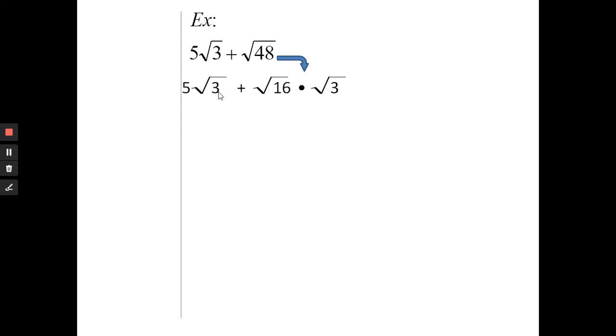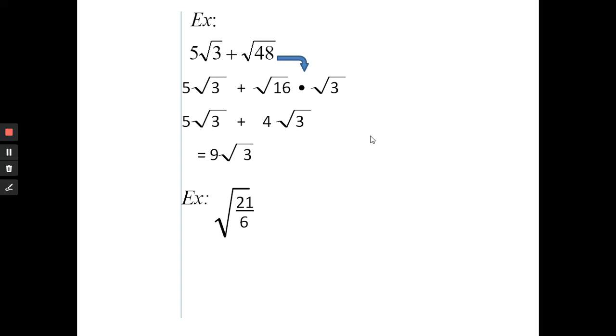So now we have 5 times the square root of 3 plus 16 times the square root of 3. And then the square root of 16 we know is 4. So 5 times the square root of 3 plus 4 times the square root of 3. Since they both have the same radical term, kind of like the same variable term, we can just combine the coefficients. 5 times the square root of 3 plus 4 times the square root of 3 equals 9 times the square root of 3. So that's how they work when they're in an expression using addition or subtraction. For subtraction, you would do the same thing. Just make sure that they have the same radical part.